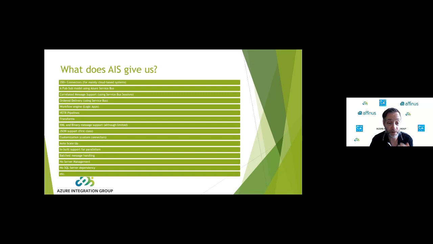But going through this, there's a lot of commonality here, because we get PubSub with AIS through Service Bus. We get correlation as well using Service Bus sessions. We get ordered delivery, which is another Service Bus feature. We get a workflow engine powered by Logic Apps. We get pipelines, we get transforms, we get XML and binary message support, although that's a bit more limited, especially the XML support. We get JSON support, although it's first class. We get a level of customization. You can write custom connectors if you want.